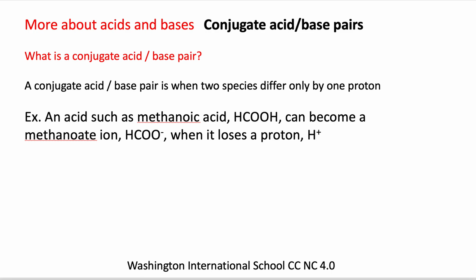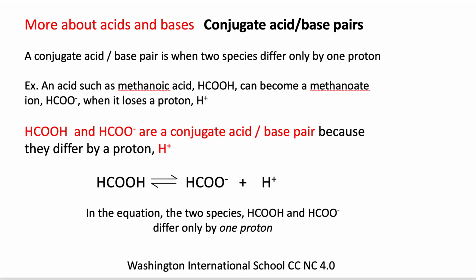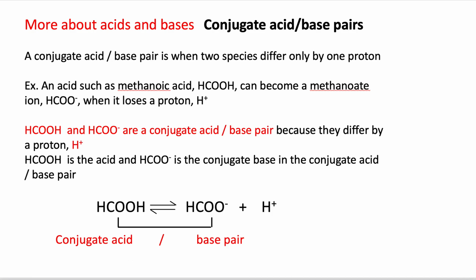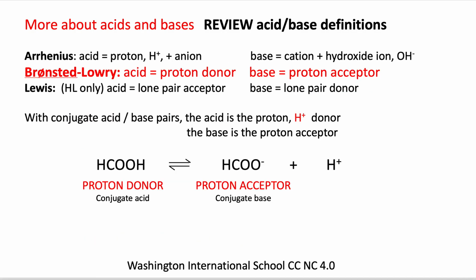And we're going to look at an example of methanoic acid, which becomes a methanoate ion when it loses the H+ proton. And here's the equation, so you can see the methanoic acid on the left forming the methanoate ion on the right and the hydrogen ion, the proton. And the species differ, methanoic acid and methanoate ion, simply by the difference of one proton. And we can use these square brackets and we get a conjugate acid-base pair.